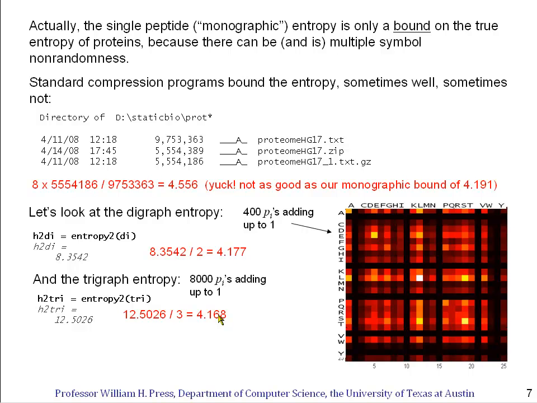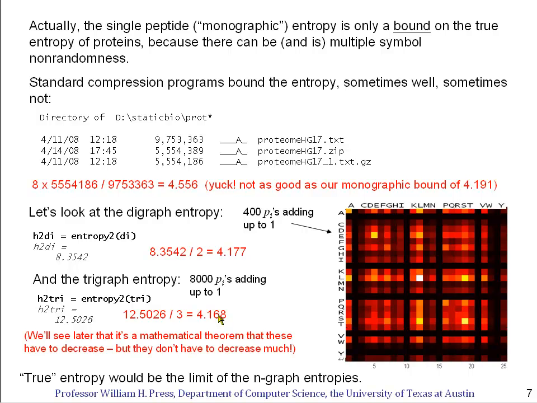We'll see later that it's a mathematical theorem that these numbers have to decrease. But as you see, they don't have to decrease by much. In general, as you go to higher n-graphs, the gain in entropy is going to get smaller and smaller. And the true entropy, the actual information content of the message, would in some sense be the limit as n becomes large of the n-graph entropies.